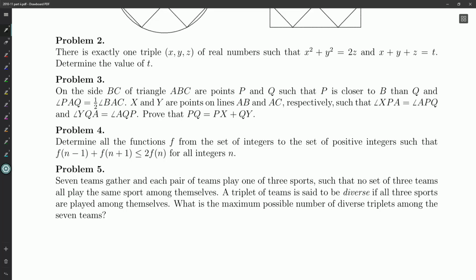We are at problem number 3 now, so midway through part 2 of the Alberta math contest from 2010-2011. On the side BC of triangle ABC are points P and Q, so that P is closer to B than Q. And we know that angle PAQ is half angle BAC.